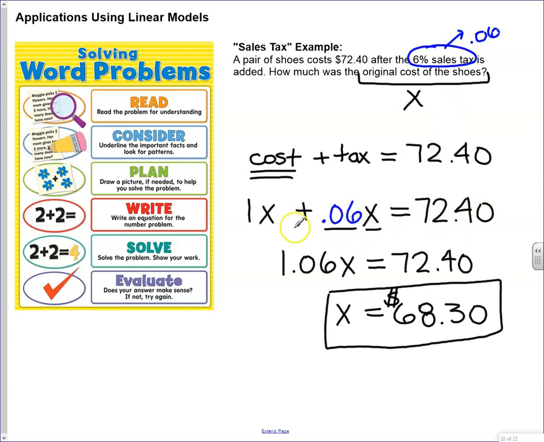So now we're left with this equation, x plus 0.06x equals 72.40. We add these two together, and that's 1.06x equals 72.40. All we're left with is dividing both sides by 1.06, and we get 68.30 for our final answer. So when we pay for an item with a 6% sales tax, we're really paying 106% of the original price, because we're paying 100% of the price because that was the cost, and then that extra 6% because that is the tax.